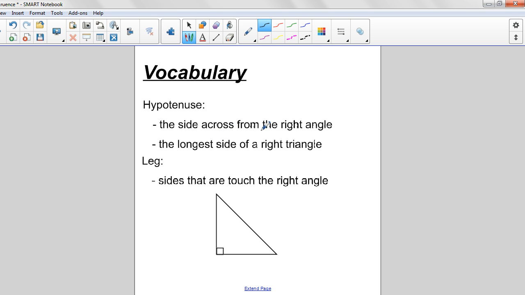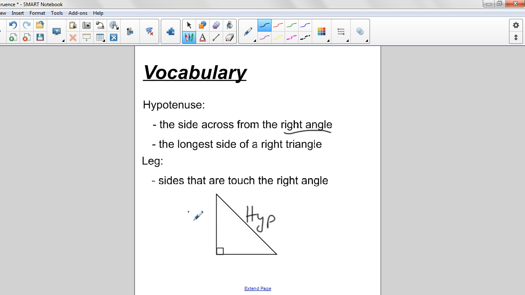These only exist in a right triangle. So the hypotenuse is the side across from the right angle. It's the longest side of a right triangle. The legs are the sides that are touching the right angle. So this one is the hypotenuse. It's the only one that doesn't touch the right angle. It's across from the right angle, and it's also the longest side.